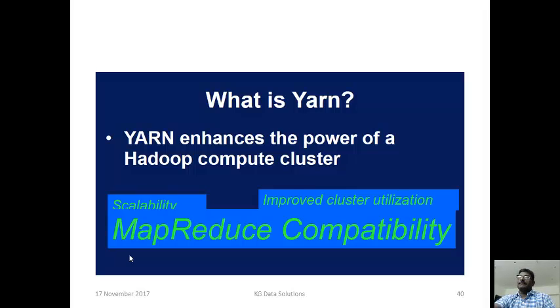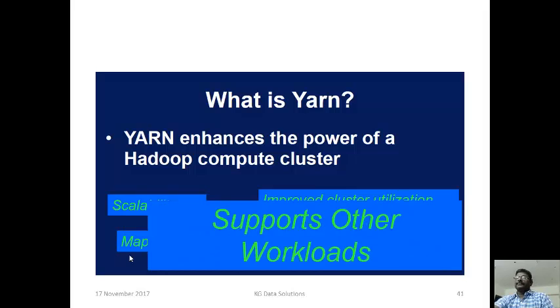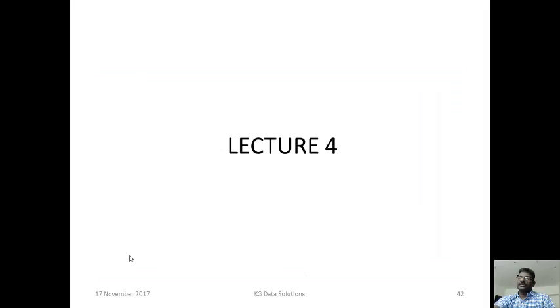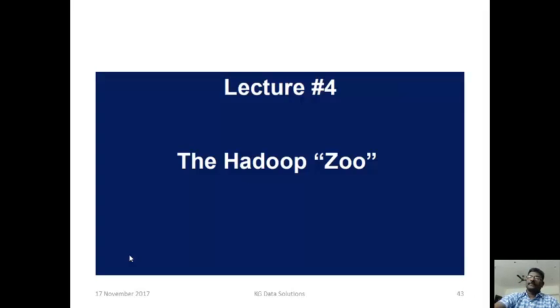So the existing application which was running in MapReduce version 1 need not get impacted because of the introduction of YARN. And it's not only that, it supports other workloads. Previously it was only supporting MapReduce, but we'll see in the coming slides how it supports other workloads.